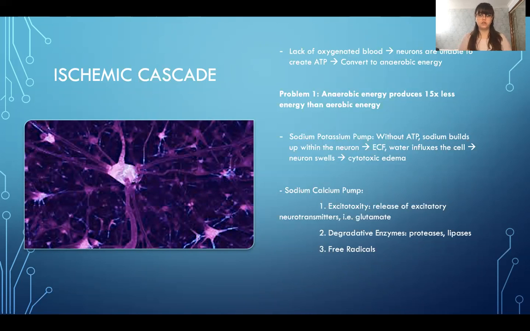In addition, the sodium-calcium pump is also affected due to the lack of ATP production. Excessive calcium encourages the release of excitatory neurotransmitters, that is, glutamate, which creates a vicious cycle of calcium being produced and released to nearby neurons, hence producing more excitatory neurotransmitters. This is known as excitotoxicity, which is damaging to neurons. Additionally, the excess calcium produces degrading enzymes such as proteases, lipases, and free radicals, which attack the neurons, proteins, and the cell membrane, allowing harmful substances to enter the neuron.